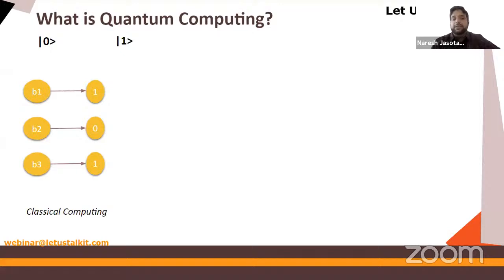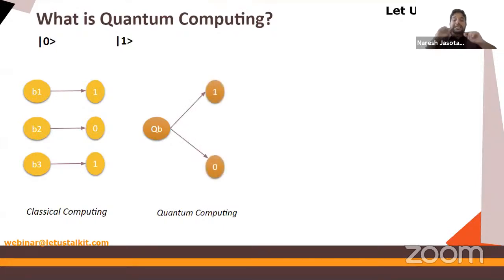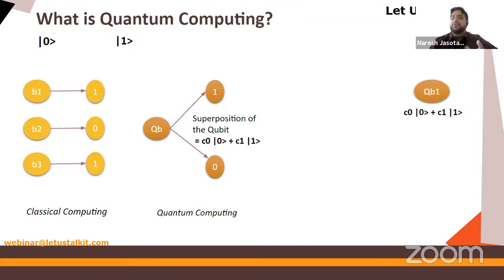However, that's classical computing. In the quantum world, if you have a qubit represented by QB, at the same time it will be 0 or 1. It will be constantly changing. It depends on the position, the superposition, you measure it. The instant or instance of time you measure it. The position you measure it. The superposition of a qubit is defined by a formula, known as C0 of |0>, as we saw earlier, plus C1 of |1>.